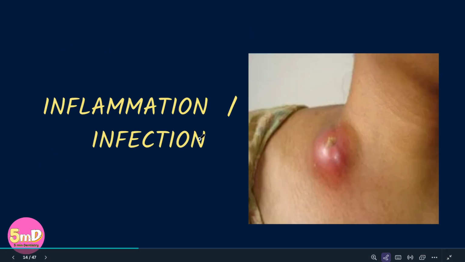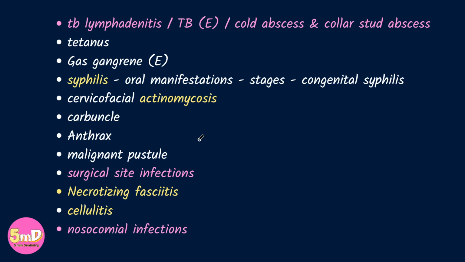The next chapter is on inflammation or infection. TB lymphadenitis is the most common question in this chapter. It is also known as cold abscess, and you should know the difference between the cold abscess, cholesterol abscess, everything. Tetanus, gas gangrene, risus sardonicus. We will see in the next page. This feature of tetanus has also been asked.